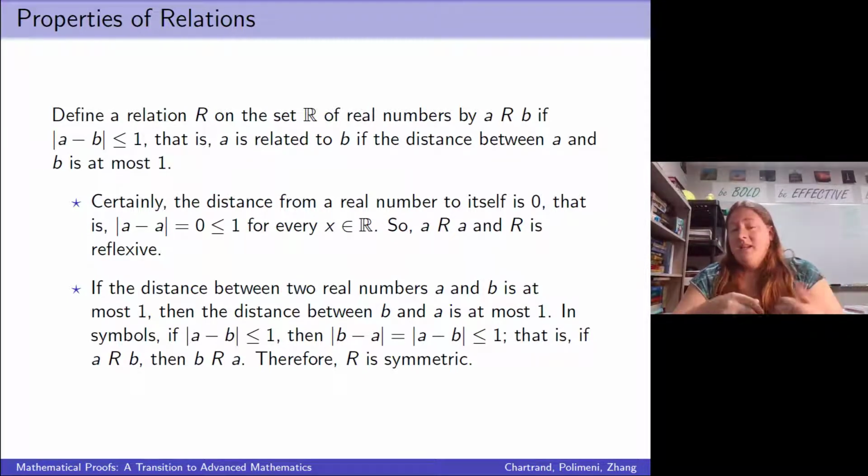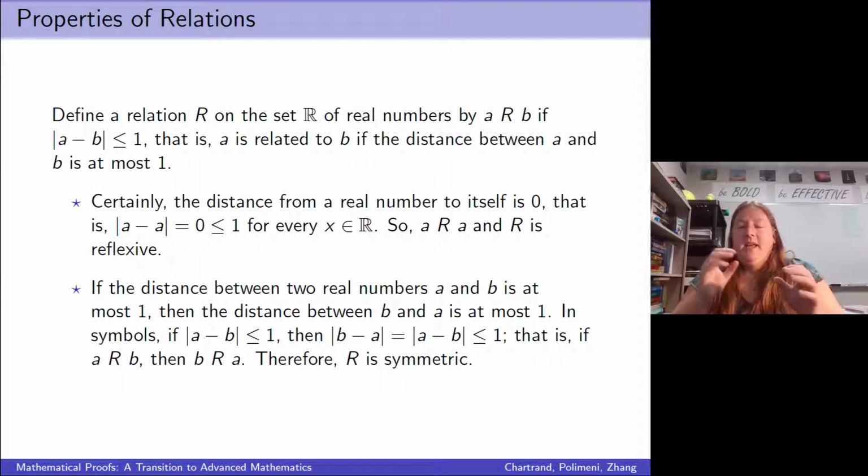So we can take a look at this, and A is going to be related to A. Well, what that means is the absolute value of A minus A, that's what we're looking at. We need that to be less than or equal to 1. A minus A is 0. The absolute value of that is 0. 0 is less than or equal to 1. So A is in fact related to A, and that's true for any real number. So I have that my relation is reflexive when I define it as the distance between A and B being at most 1.